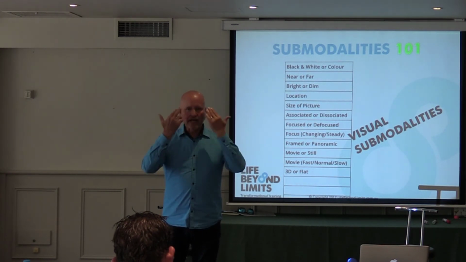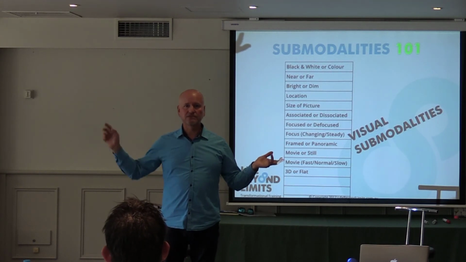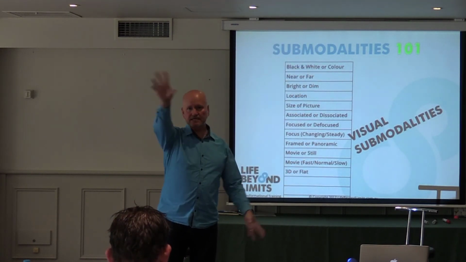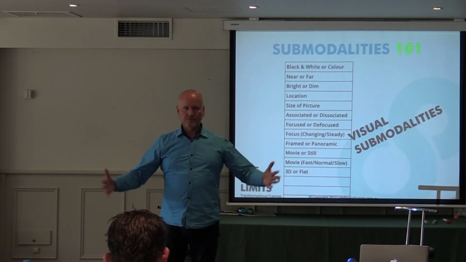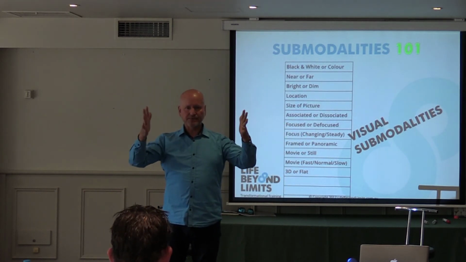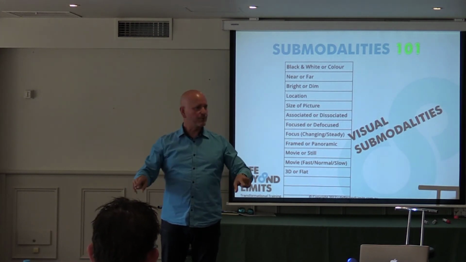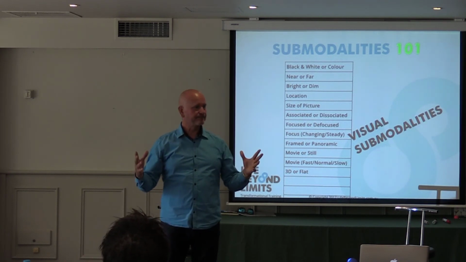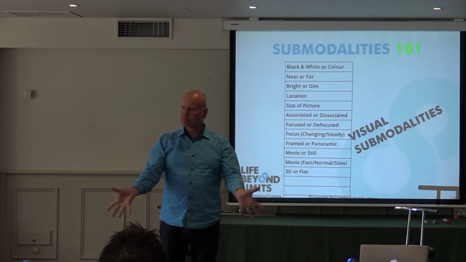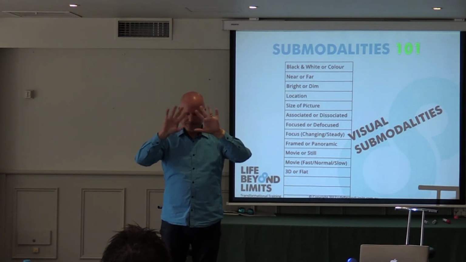Panoramic is like, if you are looking out of your eyes right now, that's panoramic. You can see there, you can see there, you can see there, and there. It's not really in a frame. But framed means that the picture, all of a sudden, now seems to have borders. It doesn't have to be a square, it could be a circle, it could be any shape. But it seems to have some borders. It could be dark or black around here.